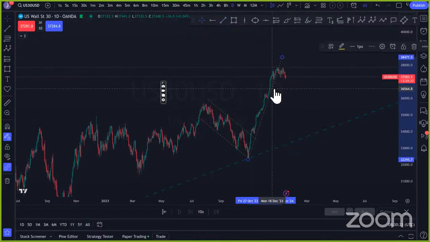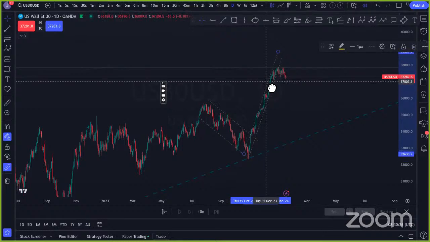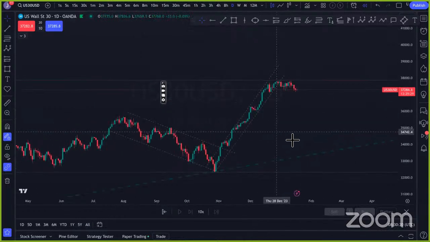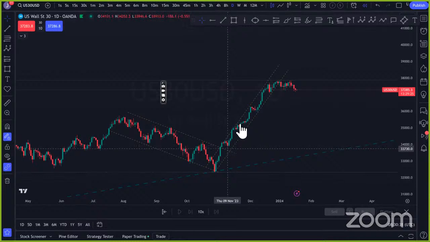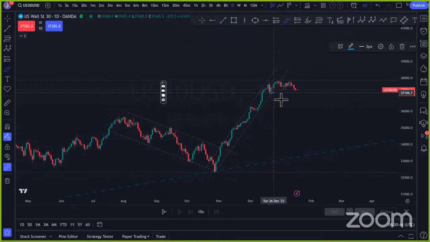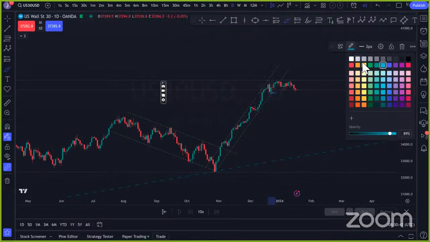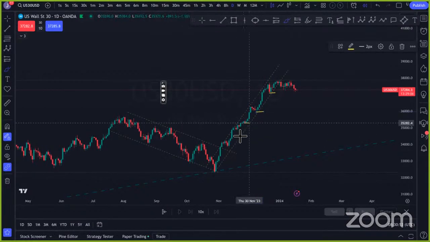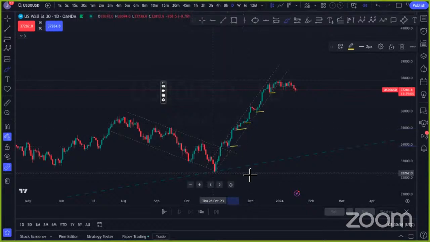Can you see here? This is the range that it has been trading in, this narrow bullish range. I hope you can all see this. It's very clear. The market's been trading within this narrow bullish range, making higher highs, higher lows, higher highs, higher lows. So structurally, let's look at structure. Here is structure. Let me make it yellow. Here is structure, here is structure, here is structure, here is structure.